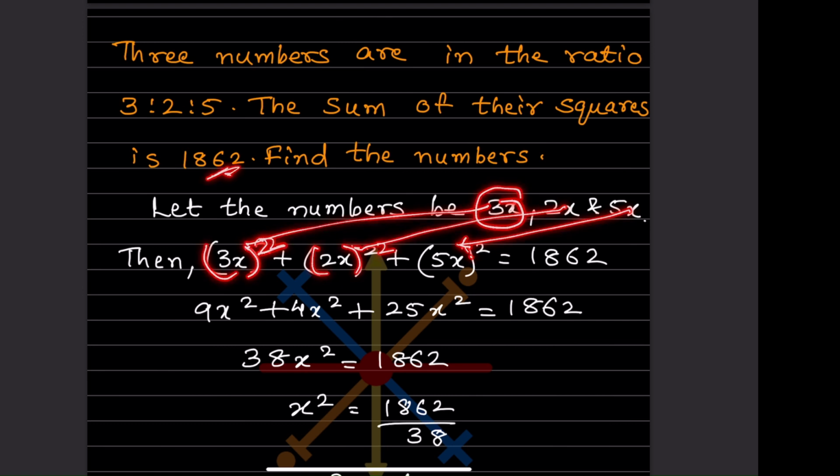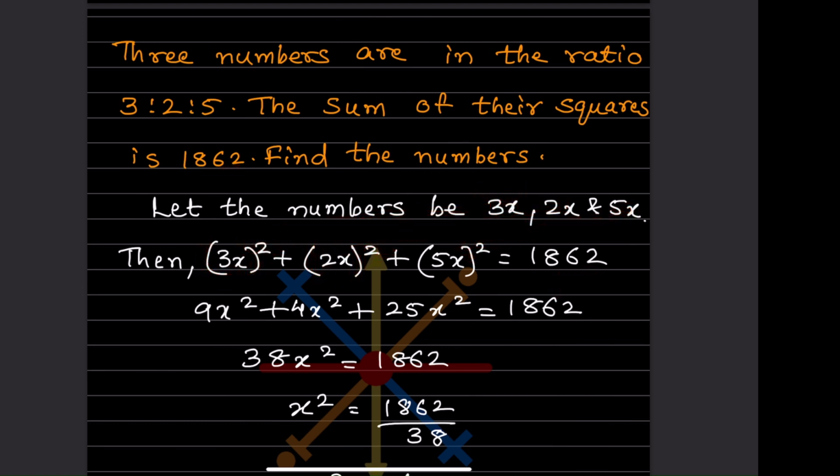So this is 1862. Now look here, why the bracket is important: if you just write 3x and square, that means it will be 3x square. But this bracket means that you have to multiply this as well as this. This is important. So 3 square is going to be 9x square. Again here 4x square, 25x square. 5 square means 5 5 is 25 here. And this will be as it is.